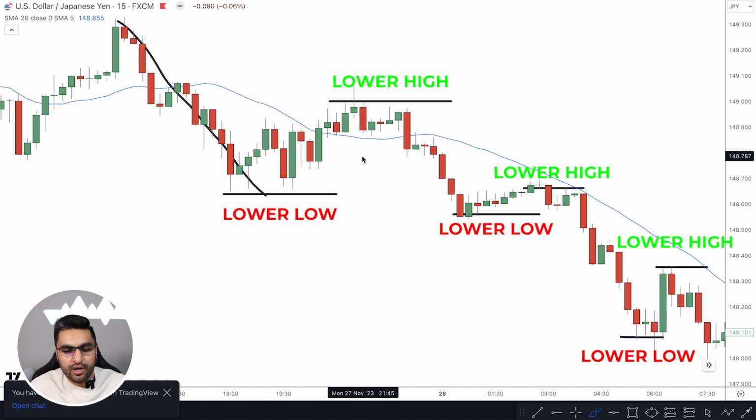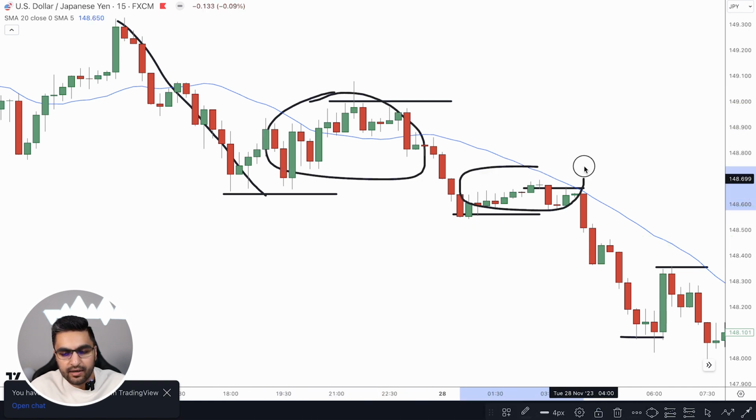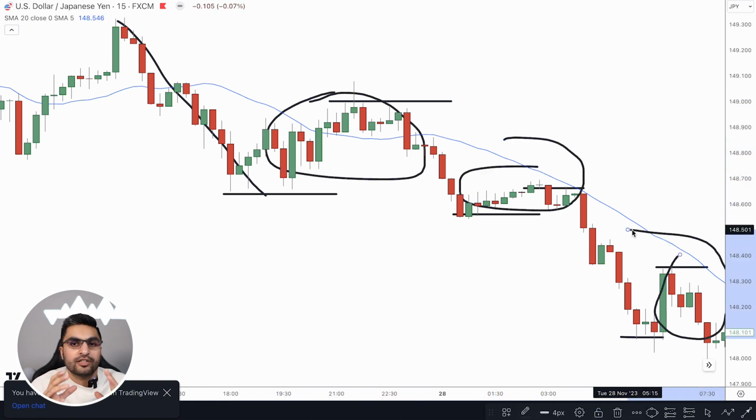That's considered to be a very good way to find a trade opportunity because when the market is trending, it's always going to pull back, just like the way it pulled back here, this pullback as well, and this pullback. So whenever it's going to pull back, we can find a trade opportunity.